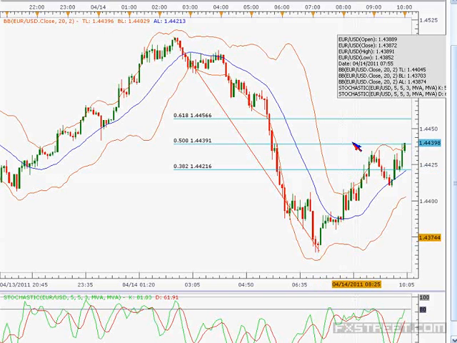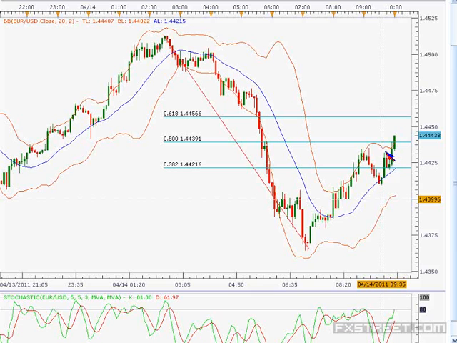So as we can see here, we're breaking through this level. We've got euro trading higher. We're ahead of the Bollinger Band outside. It looks like perhaps a strong move. We've got stochastics also moving higher. So perhaps this next level up here at about 144.56 could be some short-term resistance. So we're going to see what happens there.